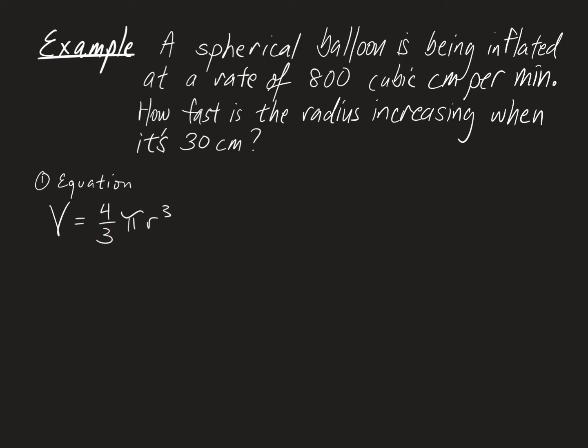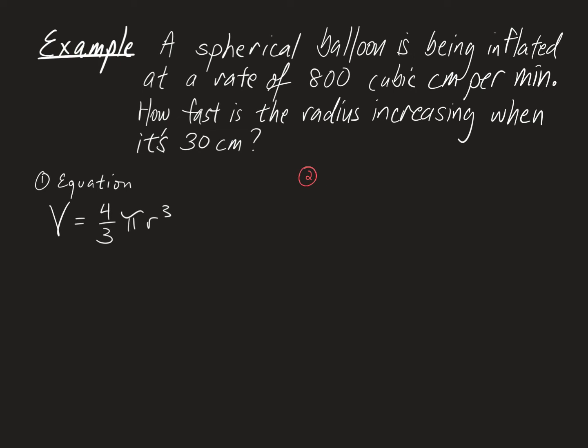Not bad. We're still sticking with only one variable on the left and one variable on the right. Okay, so we know the volume is being inflated, it's being increased at a rate of 800 cubic centimeters per minute. So that's part 2, right? Let's figure out what we know.